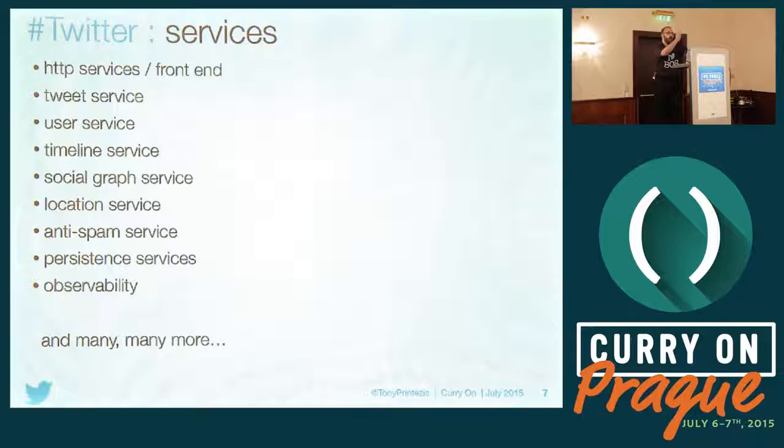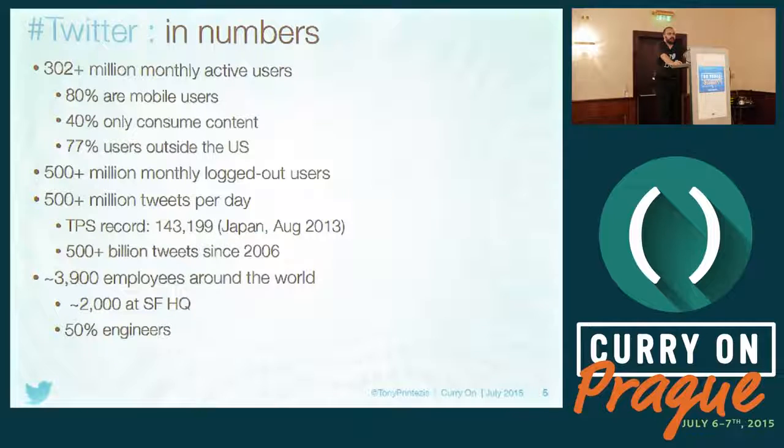80% of them are on mobile platforms. 40% only consume content. Basically, they just use Twitter as a news feed, which is a very good way to use it. 3/4 of our users are outside the US. We have about 500 million users that interact with some of our content every month without being an active user. Maybe they don't have an account, they don't tweet, etc.